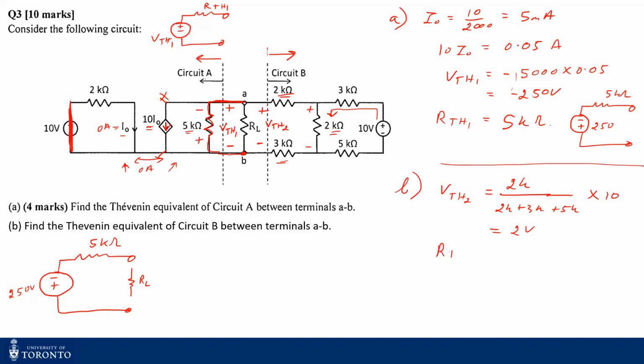And what's my RThevenin 2? Also in this case, I have to turn off all the independent sources. In this case, I have a voltage source.